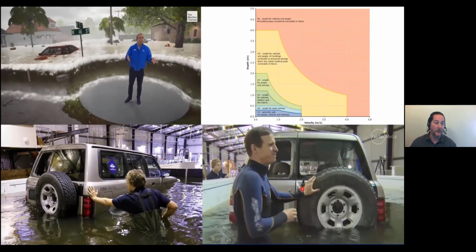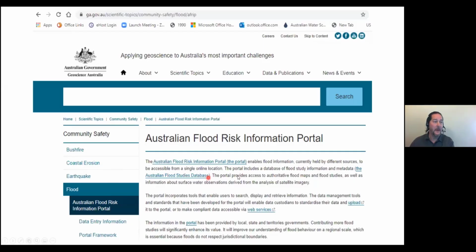Now, one thing to be aware of as well is newer vehicles they've found in the latest research are much more susceptible to floating away because they're more airtight, and they're also probably a bit lighter than the older vehicles.